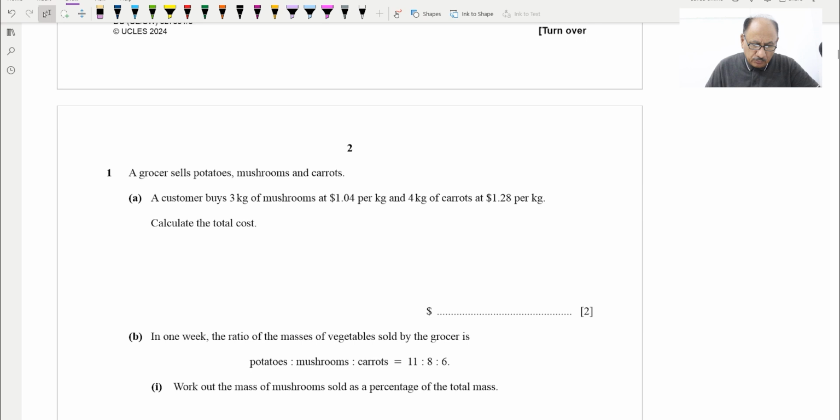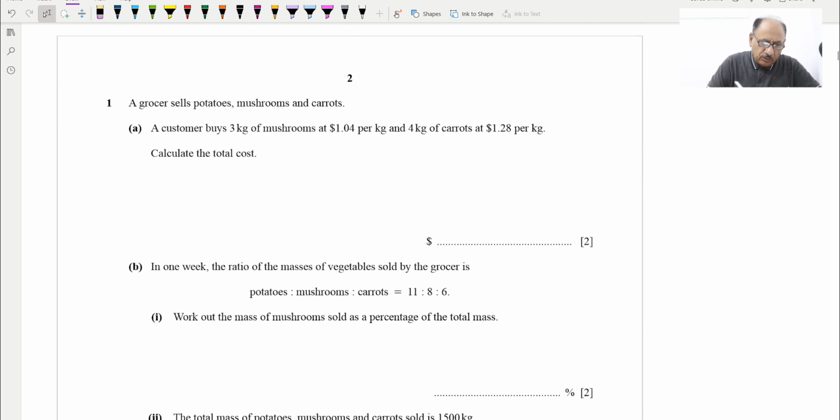Let us go to question number 1. Question 1 shows a grocer sells potatoes, mushrooms and carrots. Part A, a customer buys 3 kg of mushrooms at $1.04 per kg and 4 kg of carrots at $1.28 per kg. Calculate the total cost. Total cost we need to calculate.